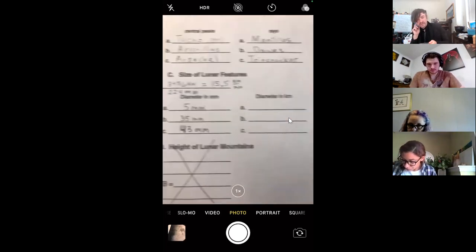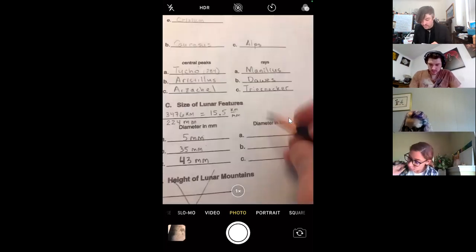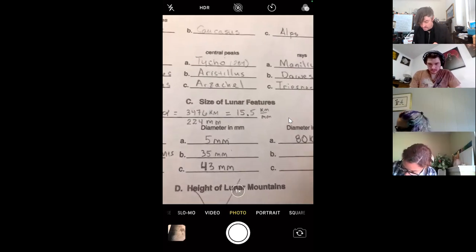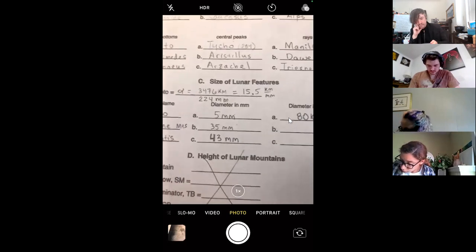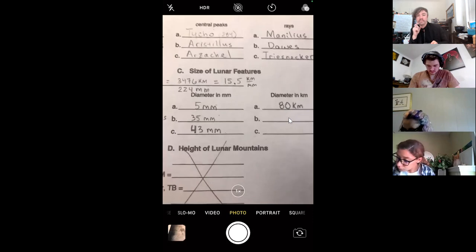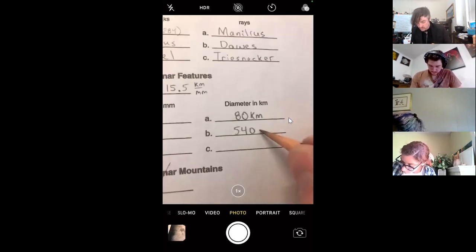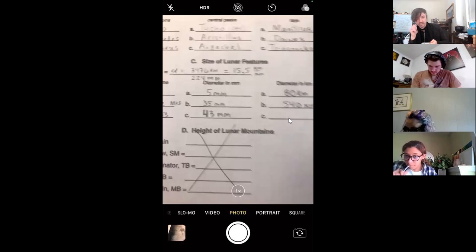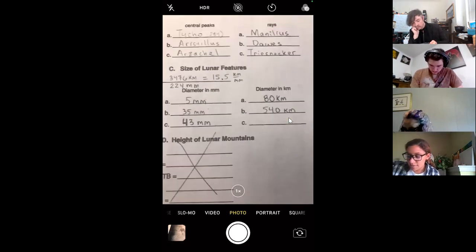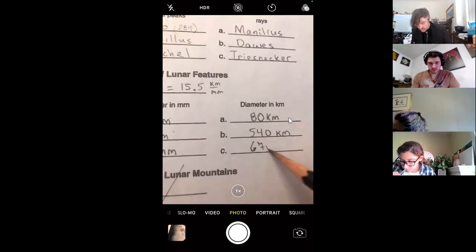Multiply this times that and round it properly. 80. So our first one is 80 kilometers. 540 kilometers. How about Serenitatis? I got 670 kilometers. All right. Hopefully you guys in the background are fact-checking her too, so that no one makes a mistake.